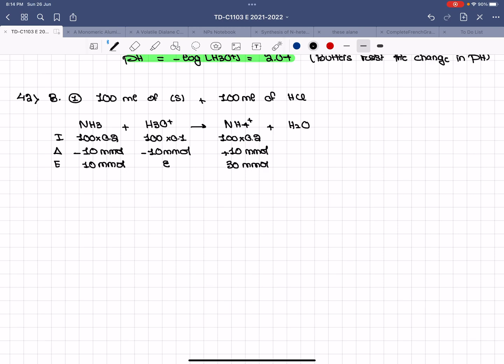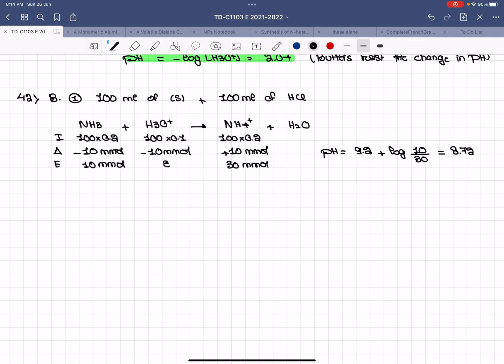Now, pH is equal to pKa, which is 9.2, plus log of the base, which is 10, divided by the acid, which is 30. Again, the concentration you have to divide by the total volume, but since the total volume is the same, it cancels from above and below. So the pH is equal to 8.72.